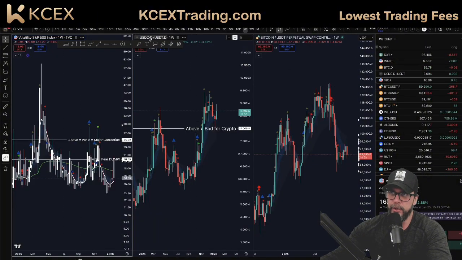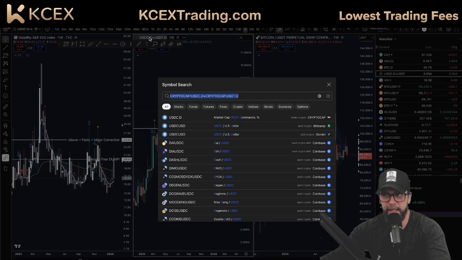The next one you're going to want to screenshot or write down. It's a little longer ticker. It is the cryptocurrency market capitalization of USDC plus USDT. Okay, so you're going to want to write that down. Just type that into your browser there, press enter, and it's going to pop the chart up automatically.